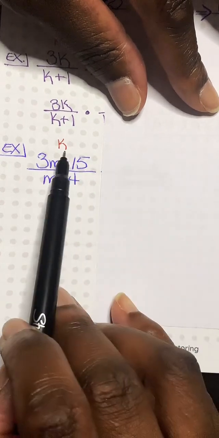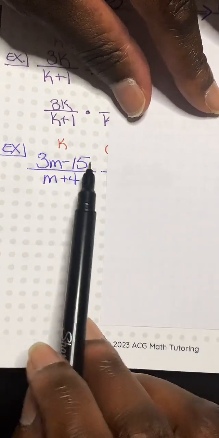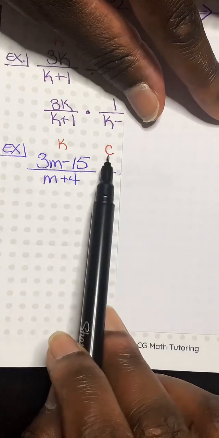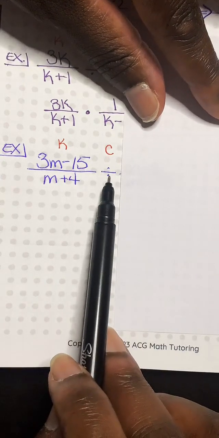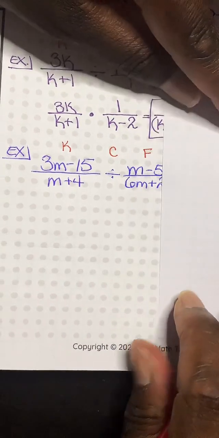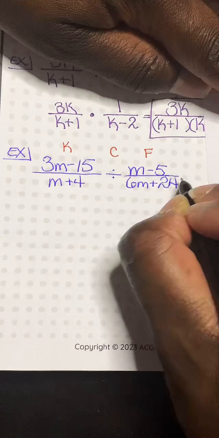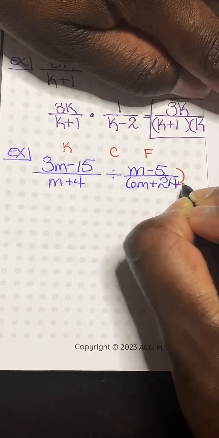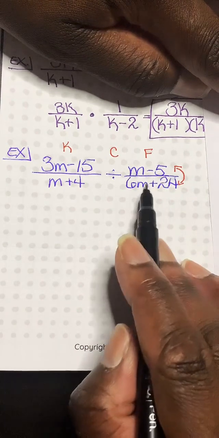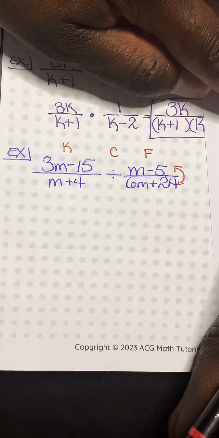Yep. So K means keep. So we're going to keep the ratio exactly as it is. C means we're going to change it from division to multiplication. And the F means flip. That means whatever was my denominator is now going to be my numerator. Whatever was my numerator is now going to be my denominator.